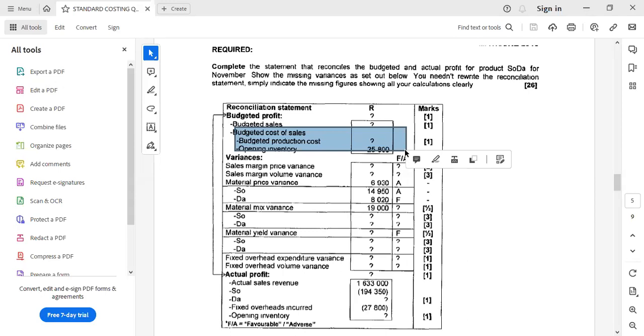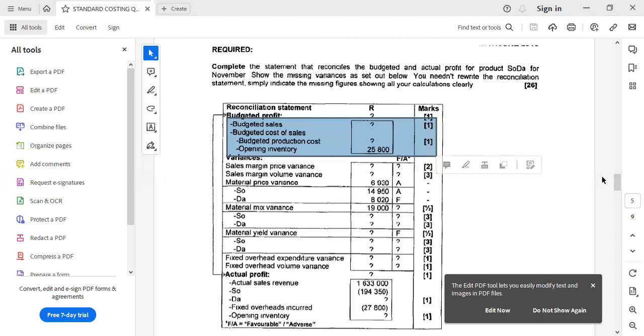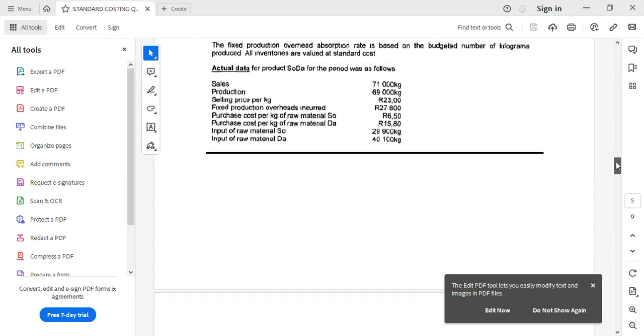We know that budgeted sales, you just have to take your sales units, if they are given, times the selling price. If they are not given, then they should give you data that helps you to determine them. Right. So if we go back to the budgeted data, basically what we're doing here is we're dealing with budgeted data. So first of all, let's determine our budgeted sales, our budgeted cost of sales.